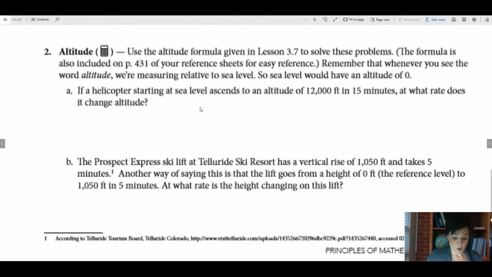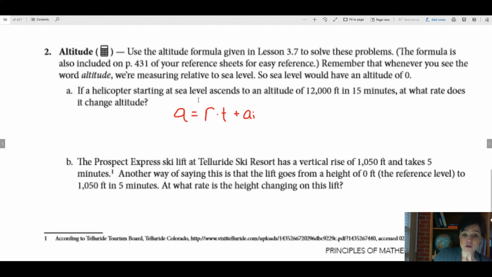So we're going to be using that formula that's in your book that we were just using, and that is altitude equals R, rate, times time, plus initial altitude. Okay, so that's our formula. Basically you're going to do what we did on the examples. You're just going to put in the numbers that you've got and then work the problem.